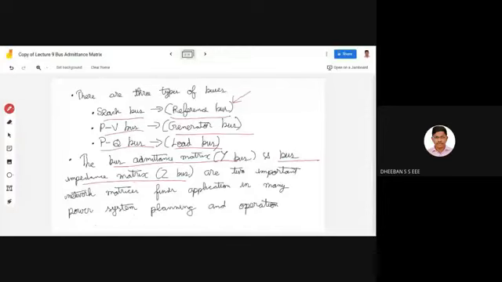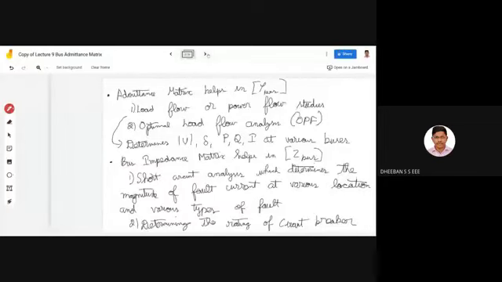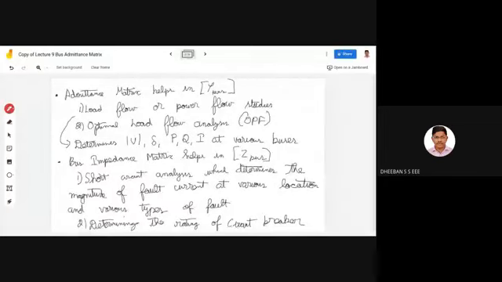And moving on, what is the need of the Y bus, and why are we using the Y bus? So we have to see that. The Y bus matrix helps in, first point, that it is possible to analyze the load flow or the power flow studies with the help of the Y bus.